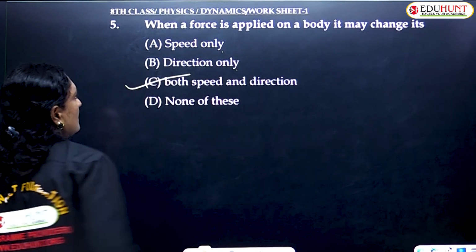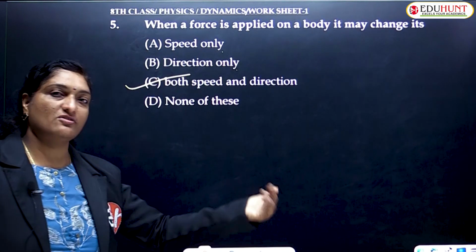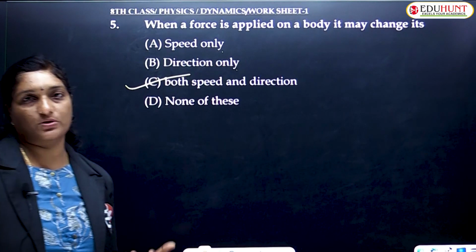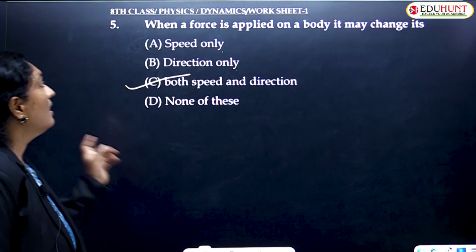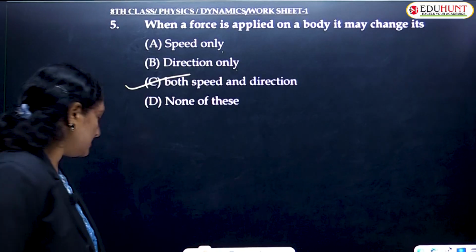So, which one is the correct answer? It can change both speed: increase the speed, decrease the speed, change the direction. Any possibilities are there. Whenever a force is applied on a moving body, it can change its speed as well as its direction.